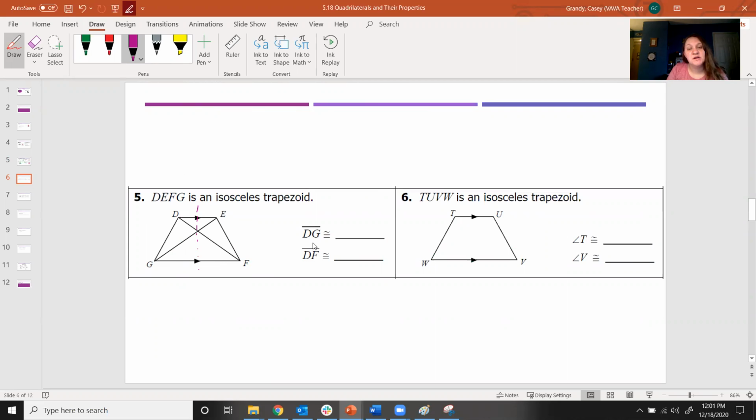So here, it says that DG is congruent to what? Well, if I were to fold this trapezoid in half, DG would land right here on EF. So DG is congruent to EF. DF is going to be congruent to EG because in an isosceles trapezoid, the diagonals are congruent.